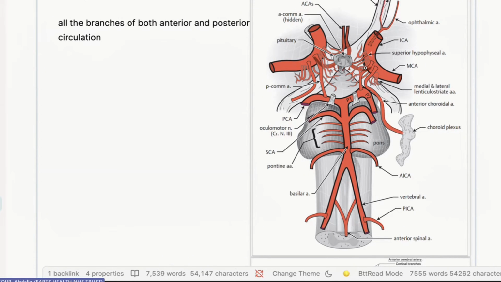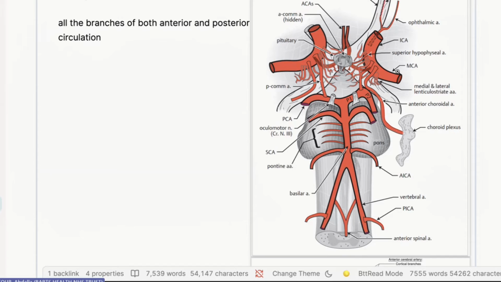You have the posterior communicating artery between the posterior cerebral and the ICA, and you have the anterior communicating between the two ACAs. So this is now your circle of Willis. The other thing to remember is what are the branches of the ICA before the bifurcation, or before giving the MCA.